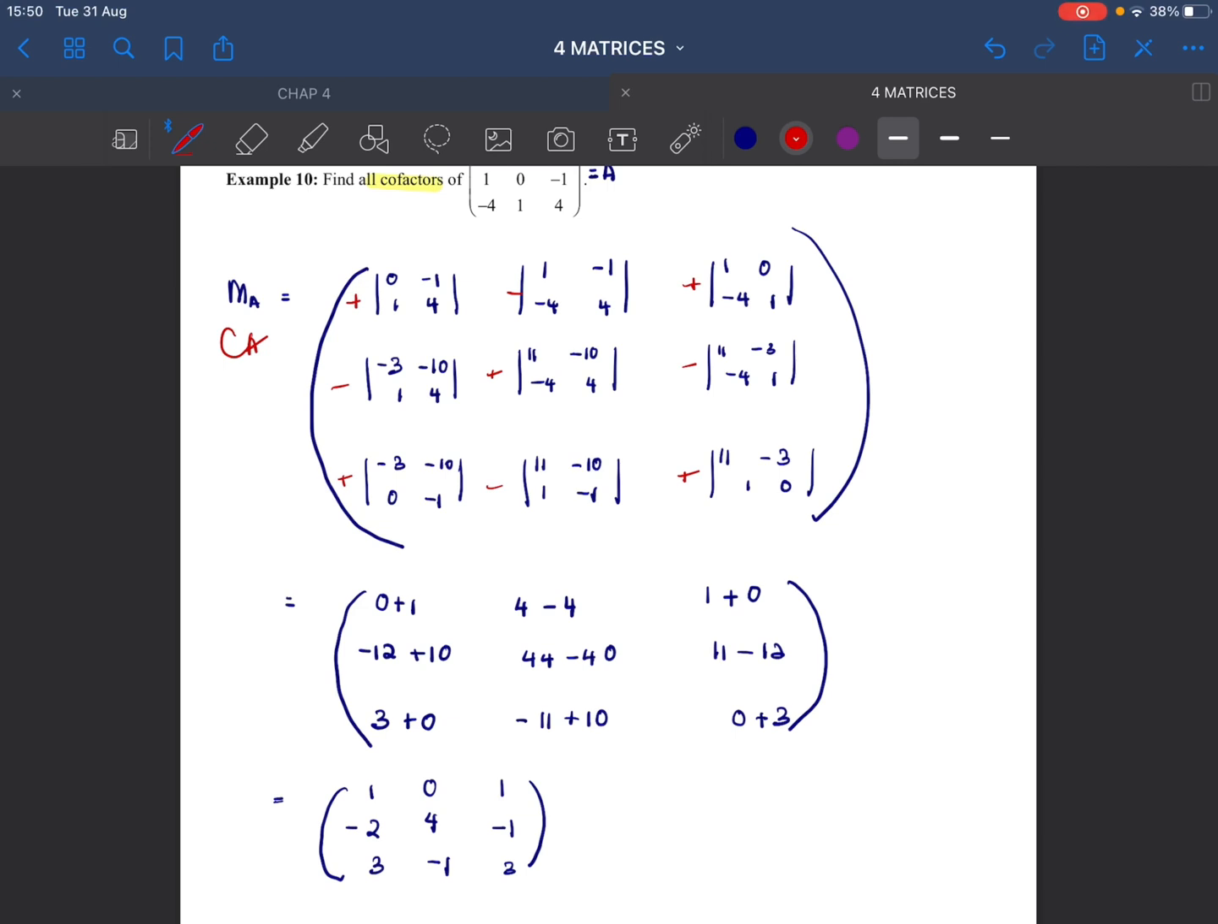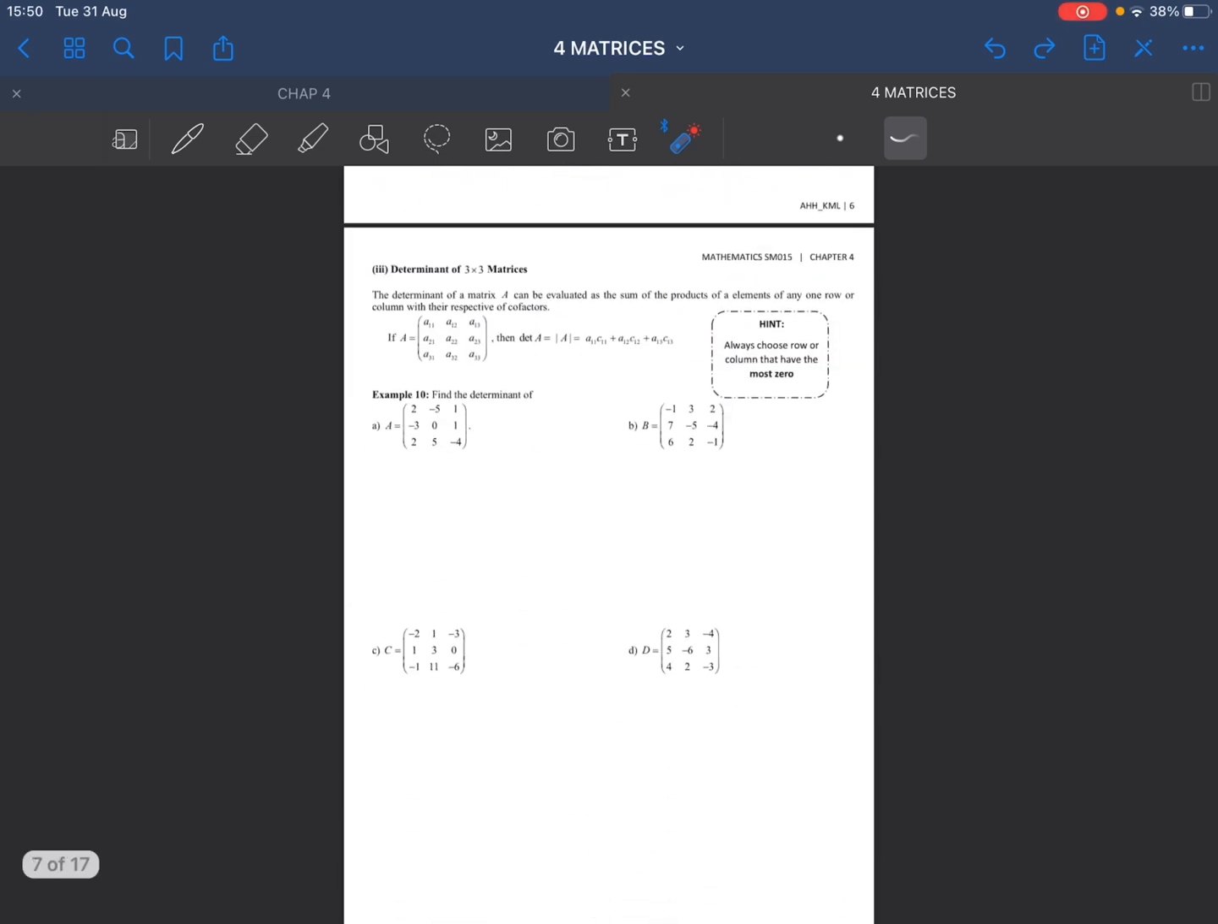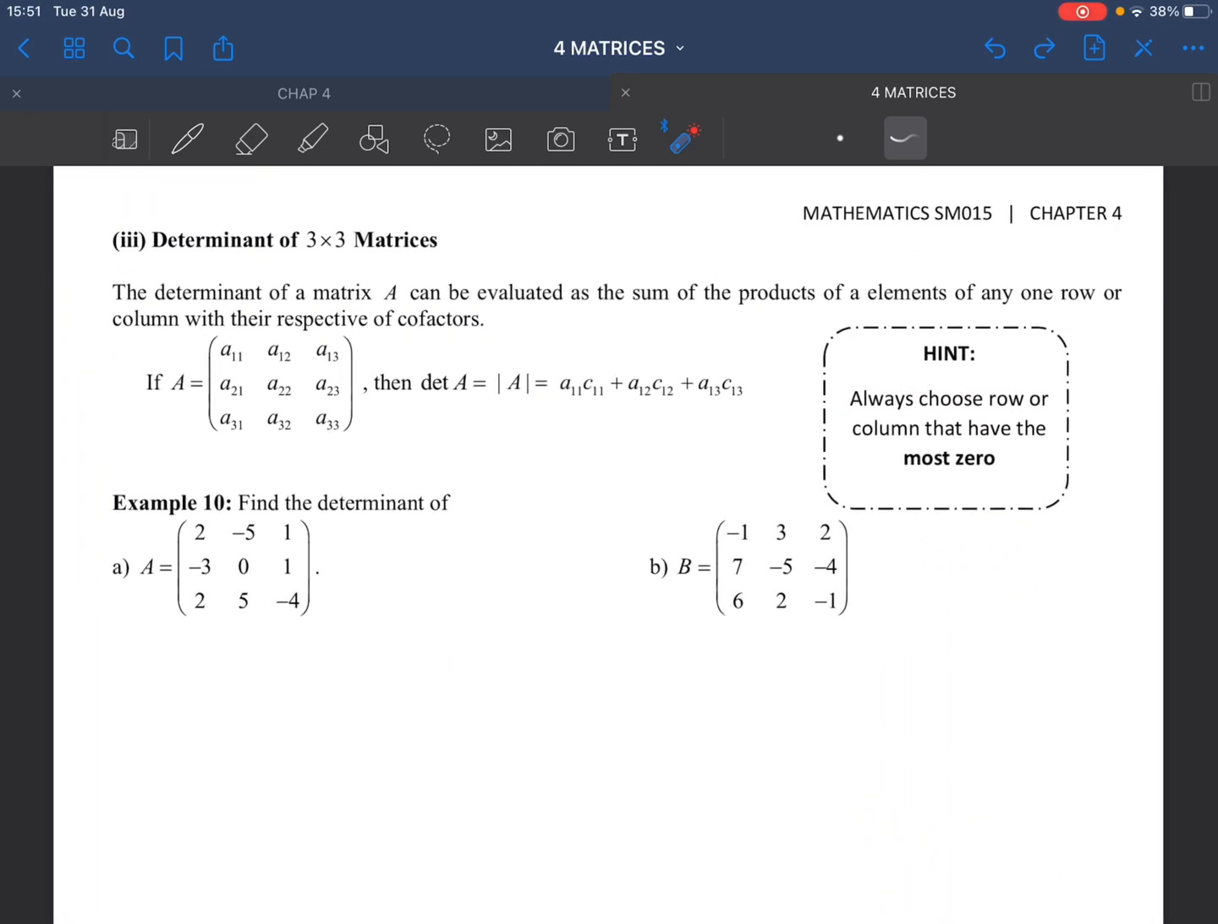But please be extra careful when you calculate here. Okay, please be extra careful on your working here. When the signs are added, the mistakes also increase. So there is no problem doing it together, but just be extra careful with the sign. Okay, so that is how we find our cofactors. So now we can proceed to find the determinant of a 3 by 3 matrix.